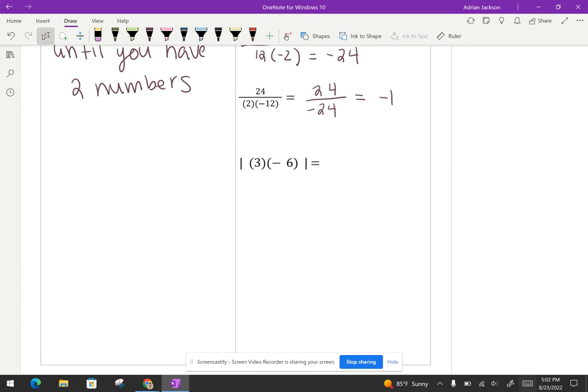Then here we have absolute value again, kind of bringing that back in. So the absolute value of whatever 3 times negative 6 would be. So 3 times negative 6 is going to give me negative 18, but they want the absolute value, so it's really positive 18.